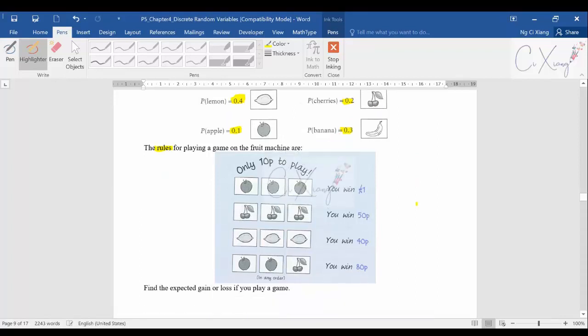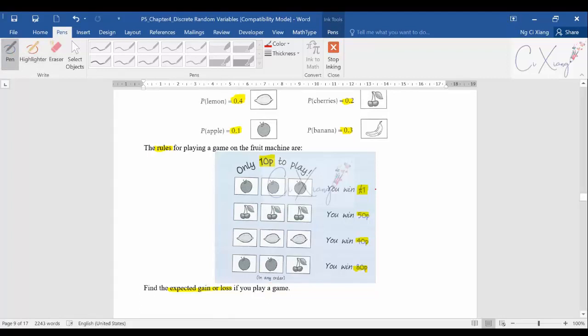Then after that, they say it's only 10p to play. P means pennies, that means something like cents. Then 1 pound is something like 1 ringgit. So you spend 10 cents, and then the highest reward that you can get is 1 ringgit, then 50 cents, then 40 cents, and 80 cents. They want you to find the expected gain or loss. That means they want you to find the expected value or the mean when you play the game.